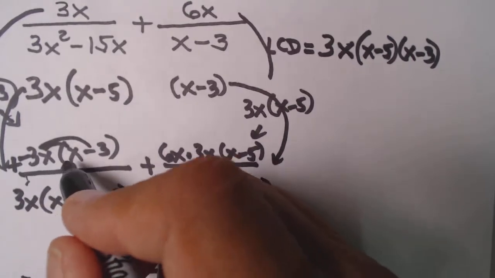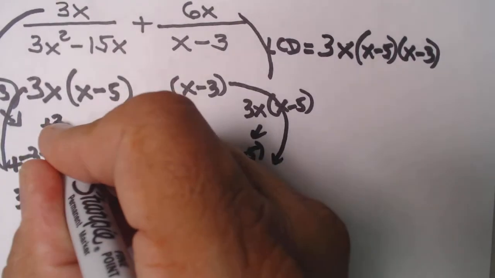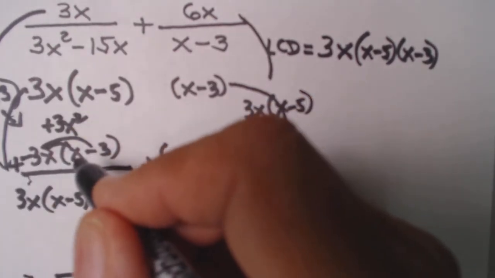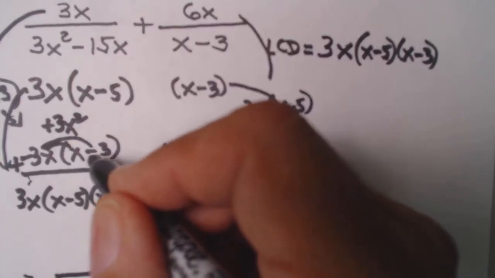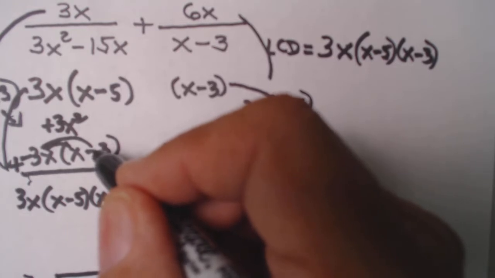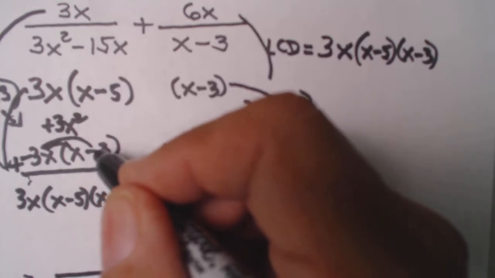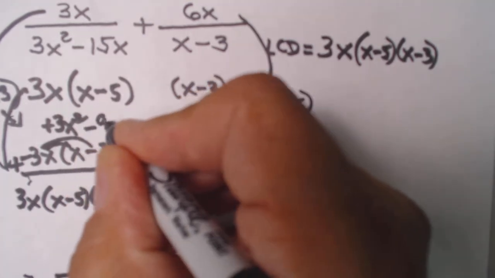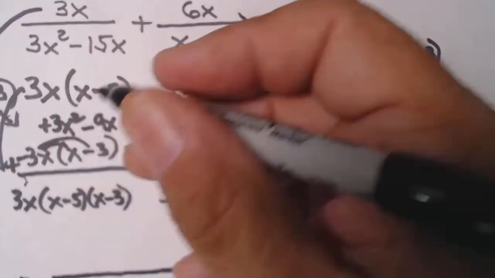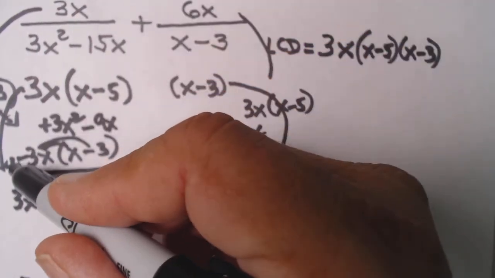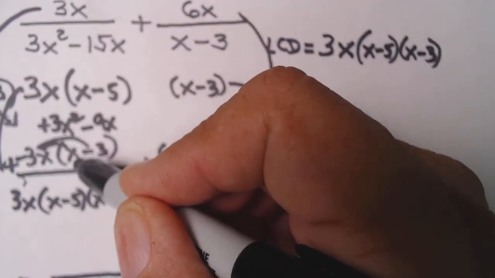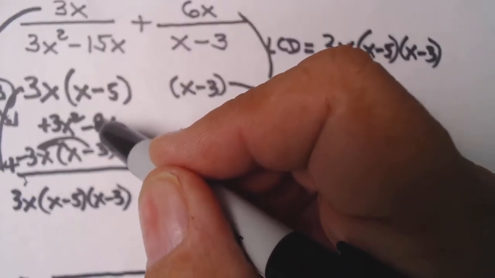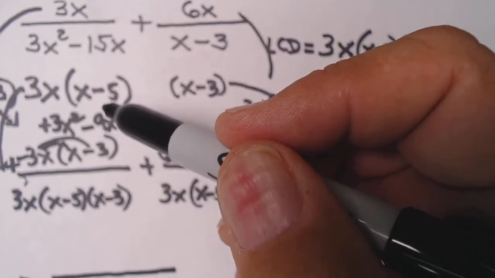Plus 3x times x is plus 3x squared. Plus 3x times negative 3 gives a total of negative 9x. Let's double check this to make sure we're right. Plus 3x times x gives me plus 3x squared, plus 3x times negative 3, negative 9x. Okay, looks good.